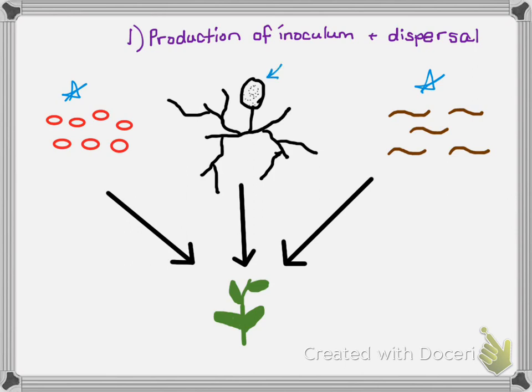So these are the structures that have to be produced first. Then they are dispersed to their host. This can occur via water, wind, insects, or human activity.